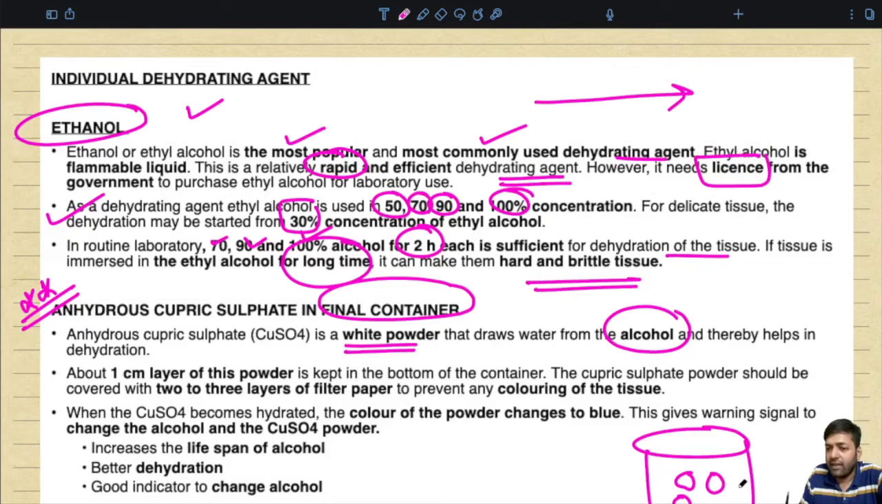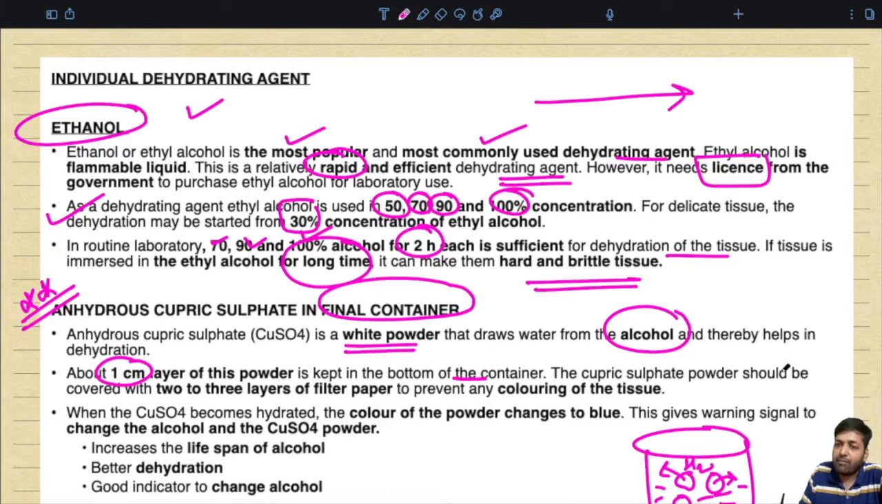Now the dehydrating agent, that is the alcohol, is here, and it is going to remove the water from the tissue. So ultimately the dehydrating agent, the ethanol, will become saturated with water. The anhydrous copper sulfate over here is going to absorb that water, and that will prolong the longevity of the ethanol, because more water can be absorbed. Approximately 1 centimeter of this powder, anhydrous cupric sulfate, is kept at the bottom of the container.